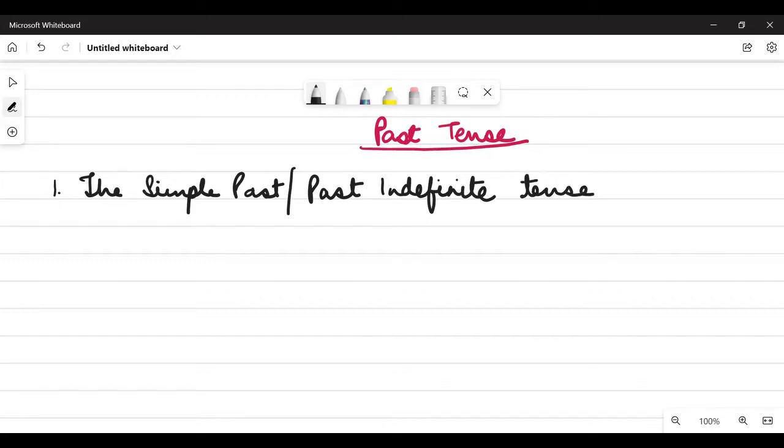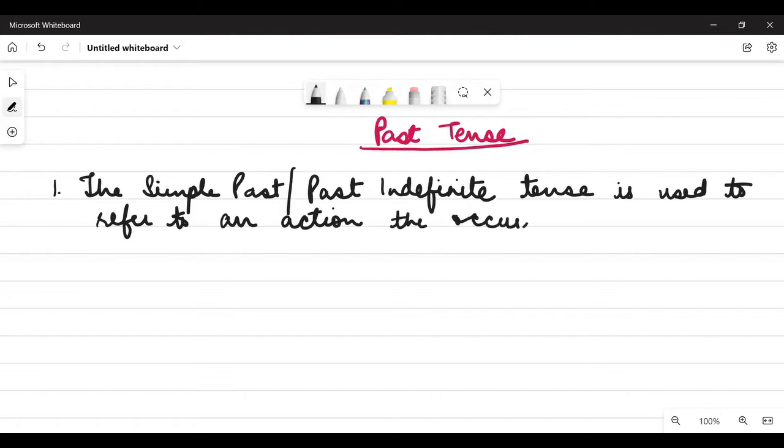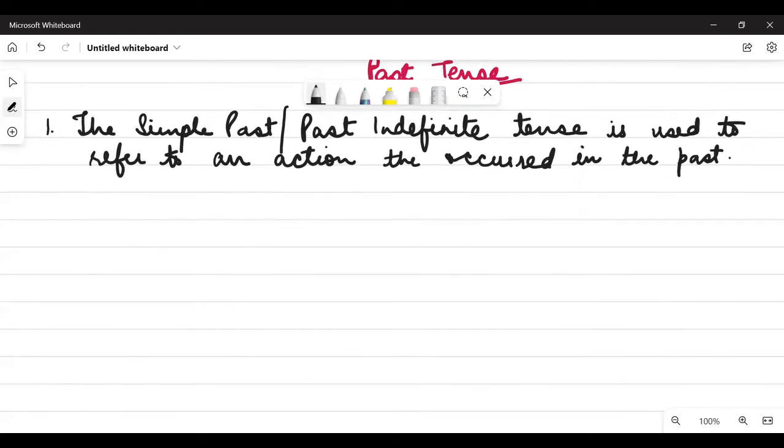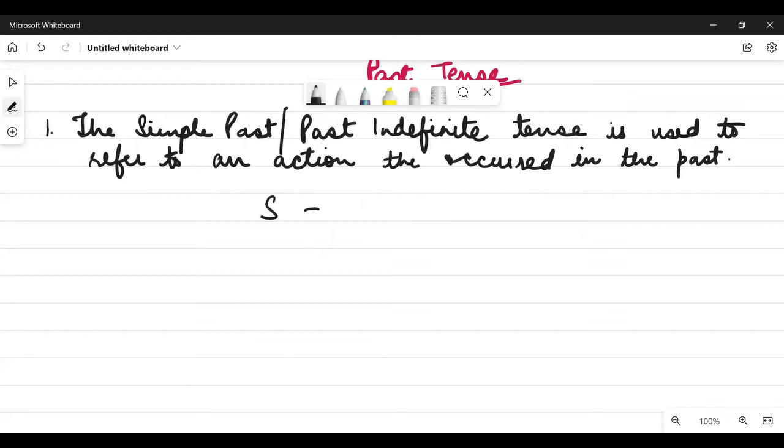So, the simple past or past indefinite tense is used to refer to an action that occurred in the past. So, the action that has occurred in the past, for that we always use simple past or past indefinite tense. If we talk about its formation, it is always subject, then second form of verb, and then object. Second form of verb is always the past form of verb.